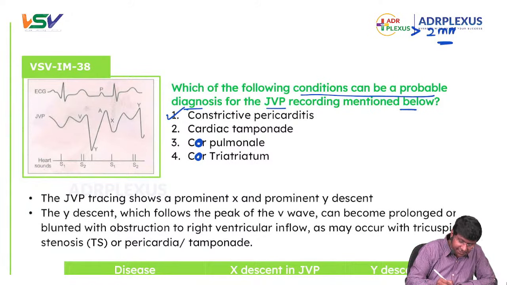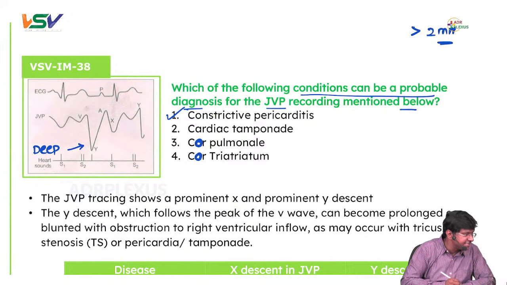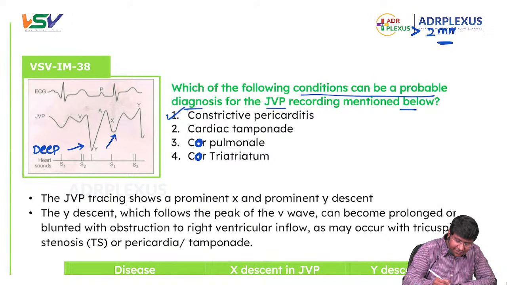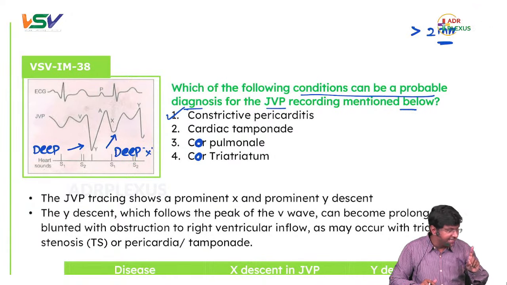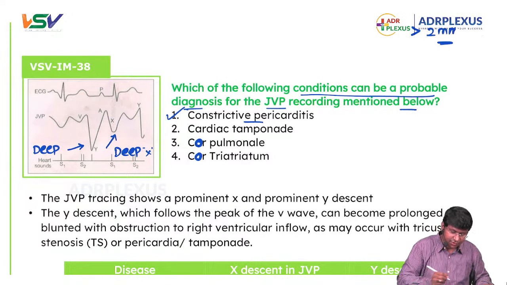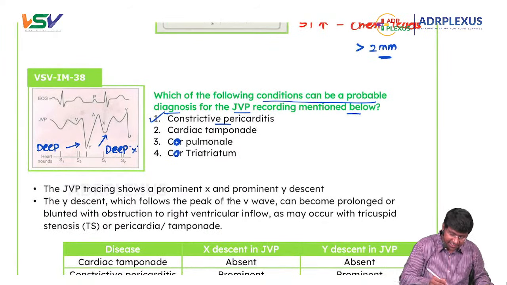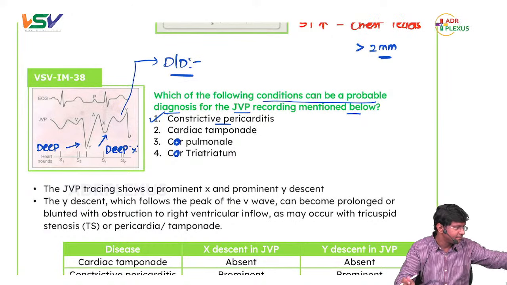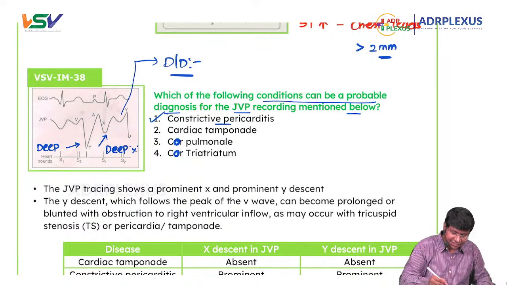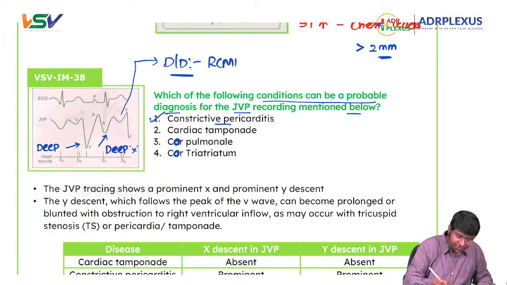What you are observing is the presence of a deep and exaggerated Y wave, and a deep and exaggerated X wave. Which condition will have a deep Y and deep X wave? That is observed in constrictive pericarditis. Can anyone tell me the differential diagnosis for this, apart from constrictive pericarditis? Very good, Atishaya. That will be restrictive cardiomyopathy.